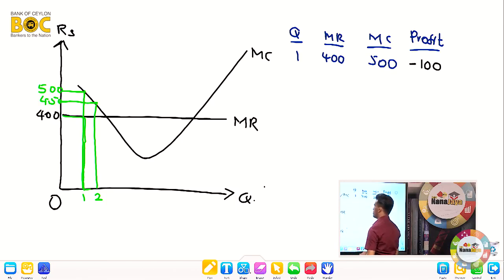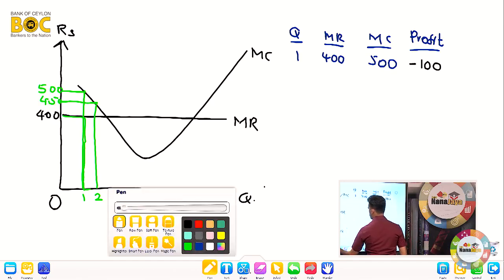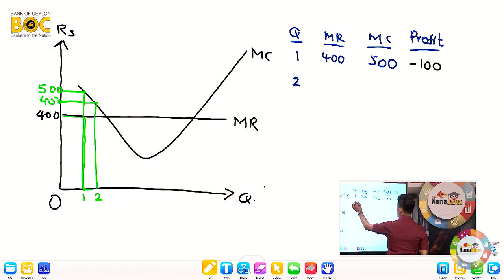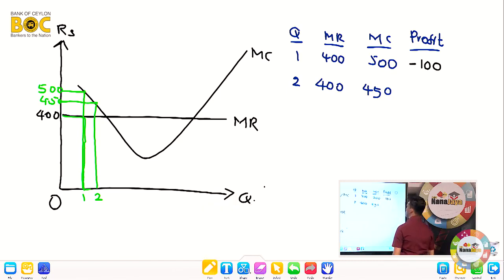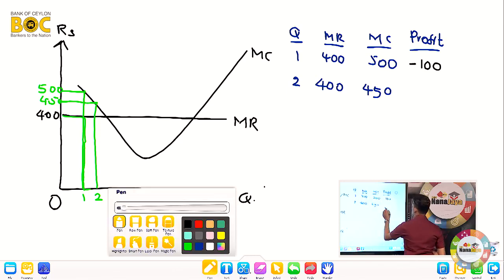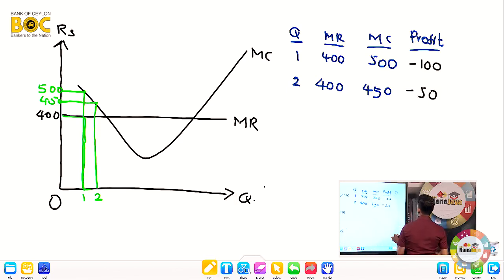Right? So, when the second unit is produced, the marginal revenue is 400, but the marginal cost of producing the second unit is 450. The cost incurred to produce the second unit is 450, but that unit is sold at 400 in the market, which means the firm faces a loss of 50 rupees from the second unit.